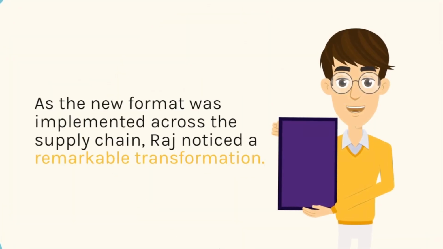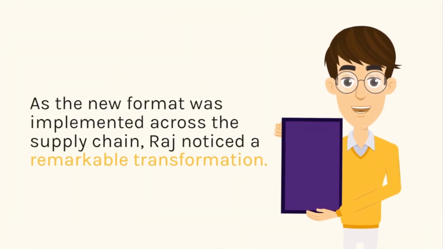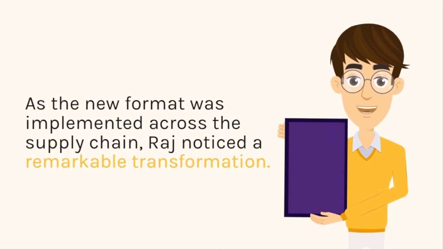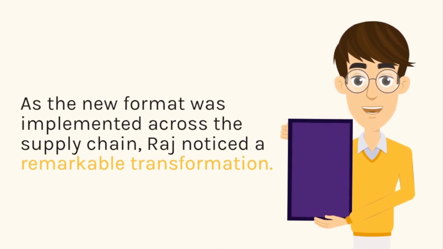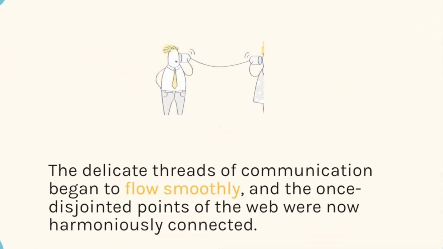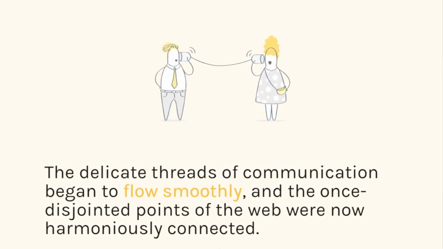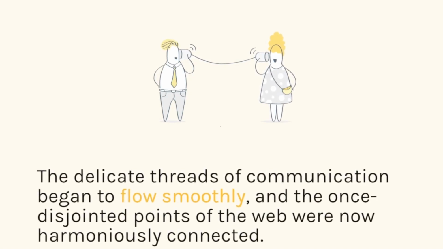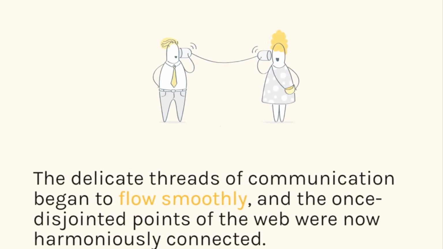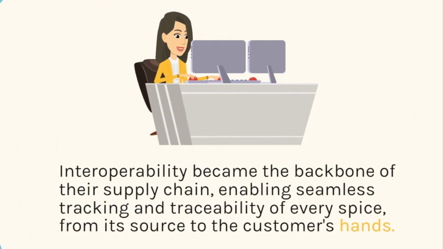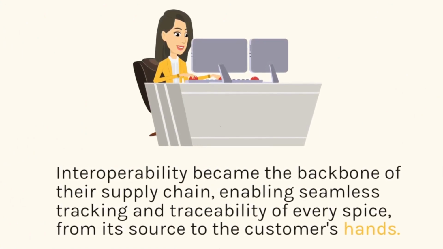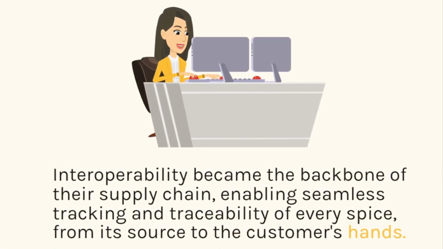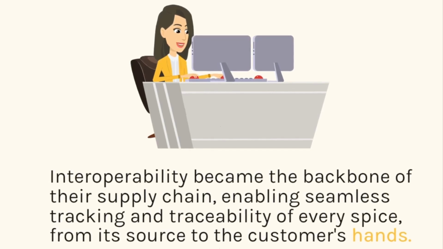As the new format was implemented across the supply chain, Raj noticed a remarkable transformation. The delicate threads of communication began to flow smoothly, and the once disjointed points of the web were now harmoniously connected. Interoperability became the backbone of their supply chain, enabling seamless tracking and traceability of every spice, from its source to the customer's hands.